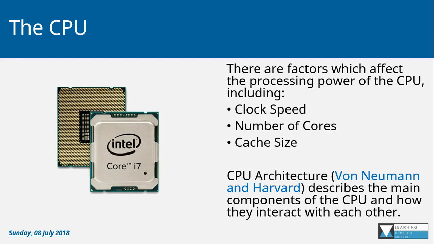Okay, we've also got a term here known as CPU architecture. Now this basically describes the way that the CPU is built and how the CPU components, such as the control unit or the arithmetic logic unit, which we're going to look at, interact with each other, how the CPU interacts with, say, the RAM, and various other parts of the computer system.